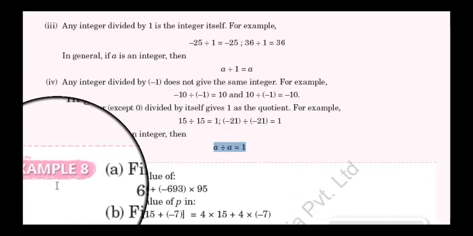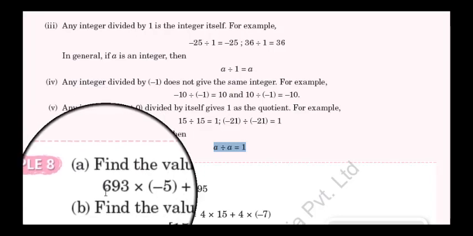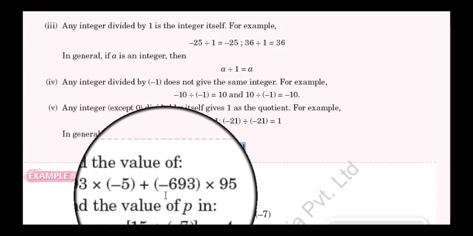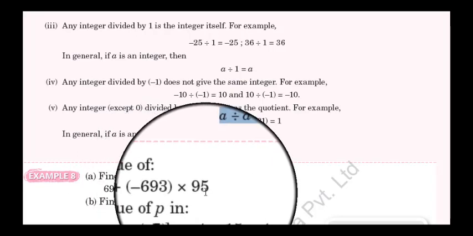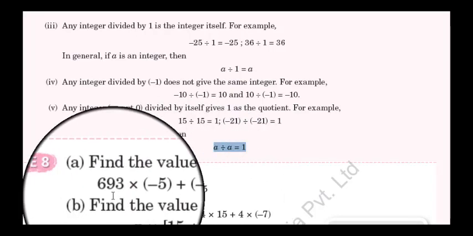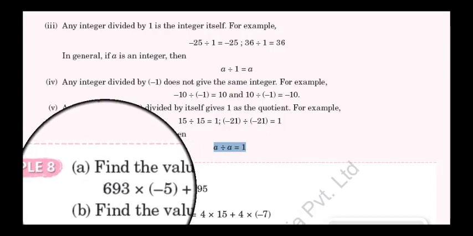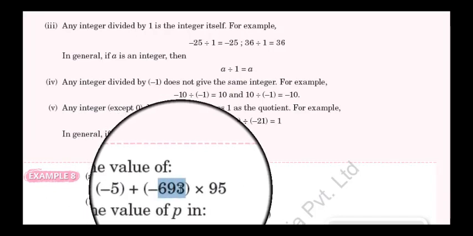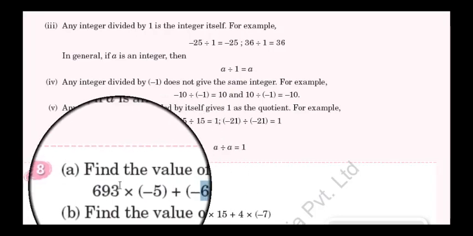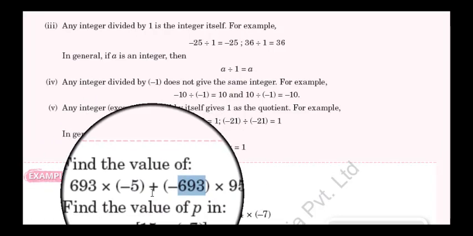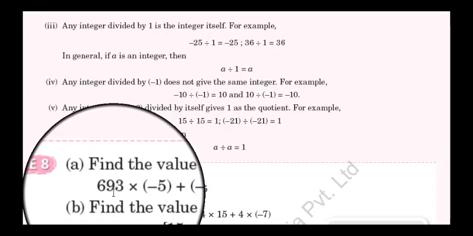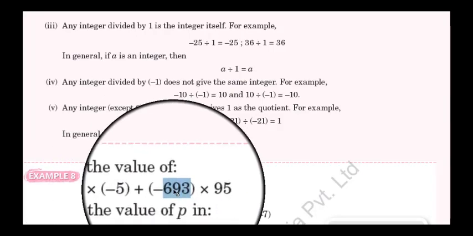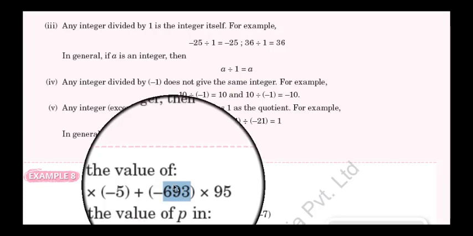Now let us come to example number 8, where we have to find the value of 693 multiplied by minus 5 plus minus 693 multiplied by 95. So here, if you see, I will find that the number 693 is coming out to be common. 693 is the number which is existing in both the cases, in between the plus sign. 693 is existing here also, and 693 is also existing after the plus sign. So what I will do, I will take out 693 common.